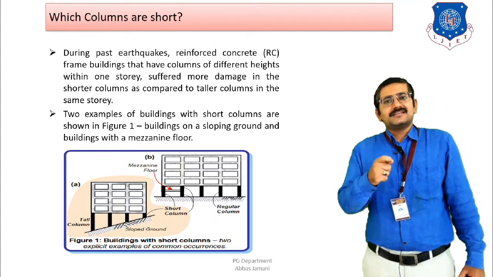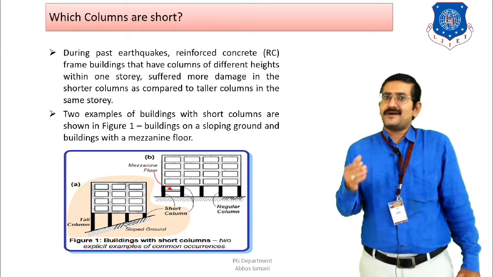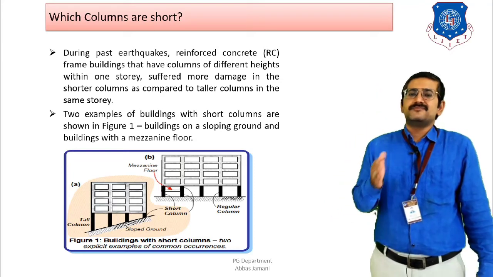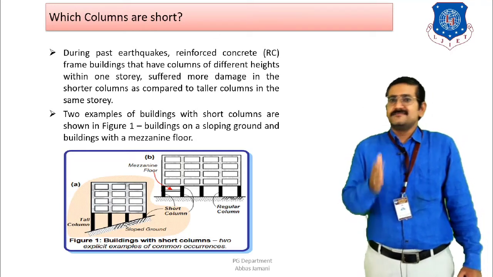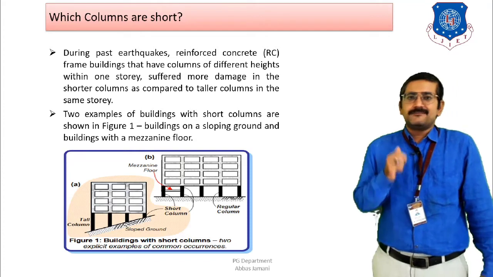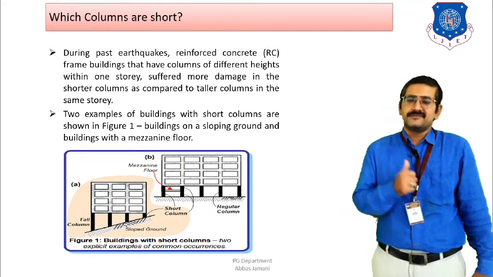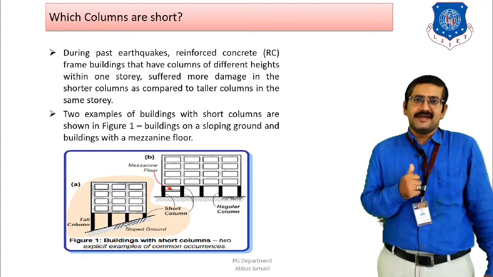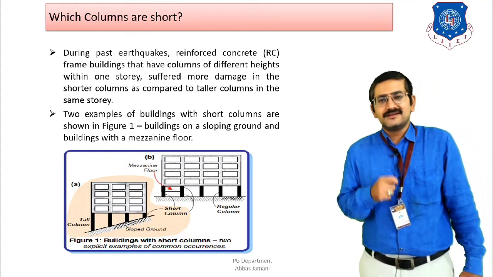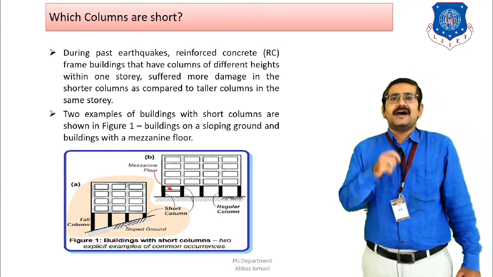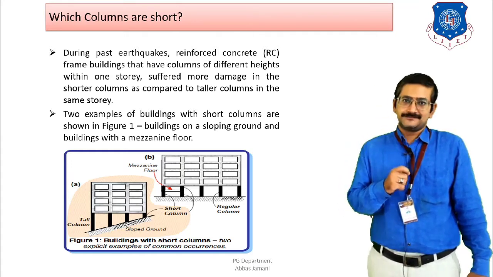Just like in the case of open story buildings, past earthquakes have shown that the performance of buildings with an open story was not good when subjected to severe ground shaking. Similarly, past earthquakes have also shown that reinforced concrete buildings having the effect of short columns, or the presence of short columns in the geometry, have also not performed well when subjected to lateral loads. Now, short columns occur in buildings where the height of the columns is different at the same story level, right?